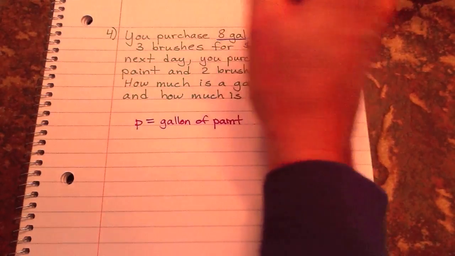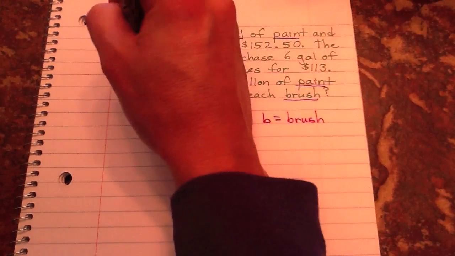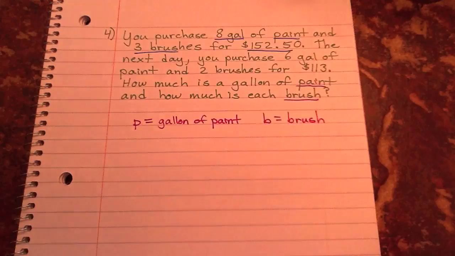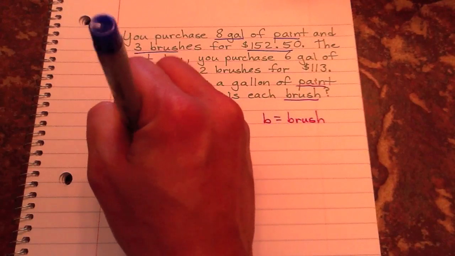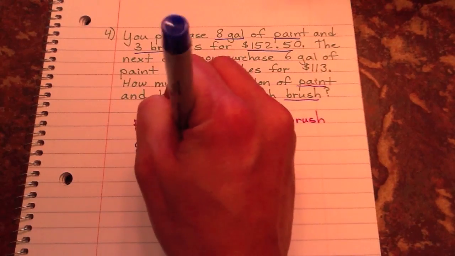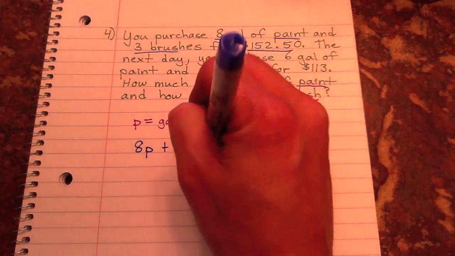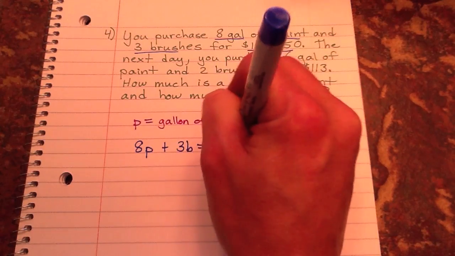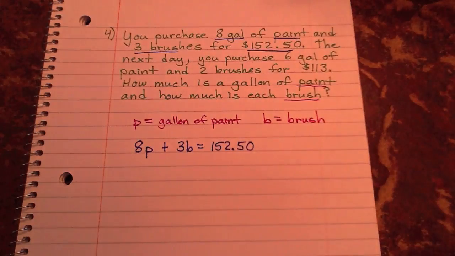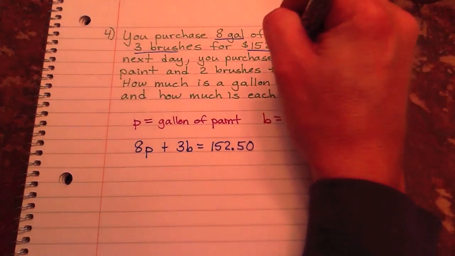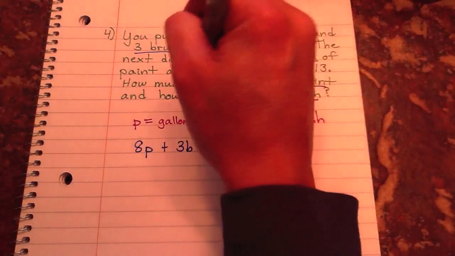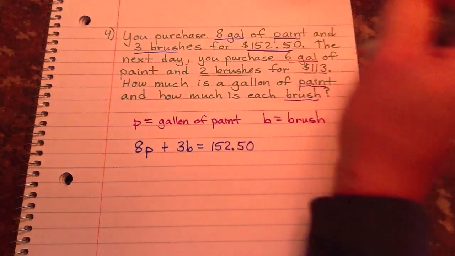So 8 gallons of paint and 3 brushes had a total. So 8P plus 3B equals 152.50. And then when you go look at your other set of information, this time 6 gallons, 2 brushes for 113.